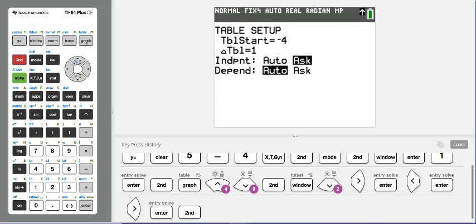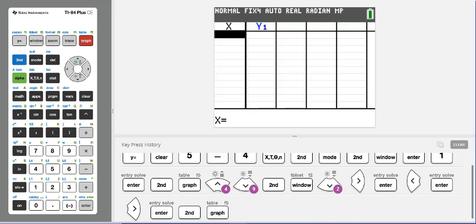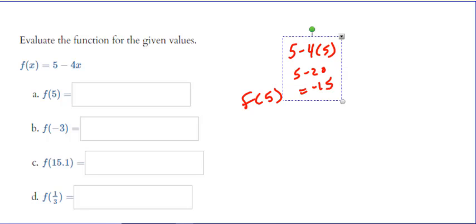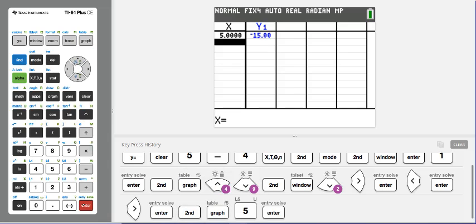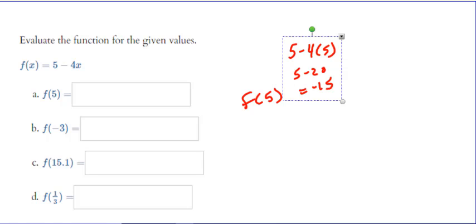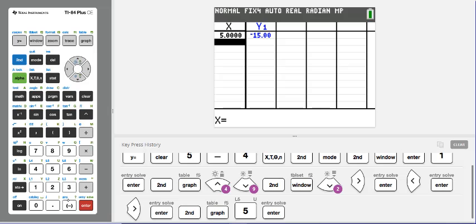Then I'm going to go second graph. And if you see this, mine comes up blank. If you have anything there that's already populated, you can hit the delete button here, and it'll clear it out. So let's look at this: 5, negative 3, 15.1. Let's go ahead and do that. If I hit 5, enter. Negative 3, okay. Here's your negative down here. Negative 3, enter.